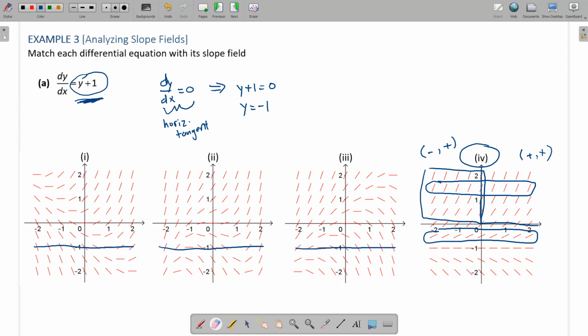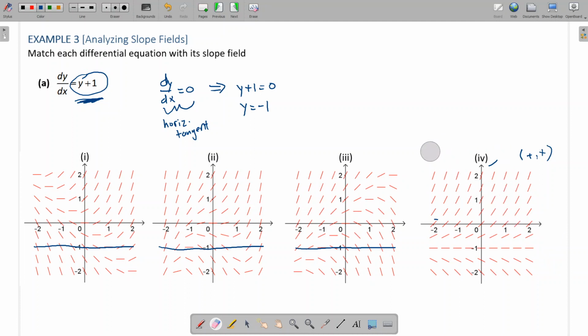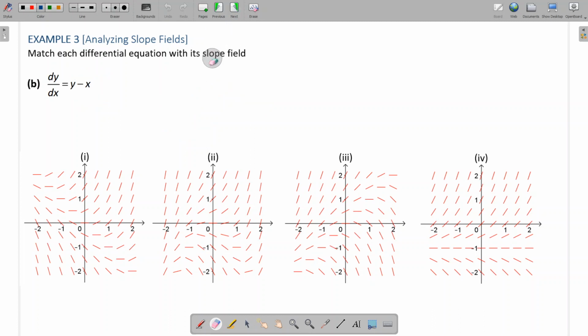Okay, so you could continue analyzing like that, going through each quadrant and trying to see, does it make sense for it to always be positive or always be negative? We'll see more of that as we look at the next examples. So let's try the next one.